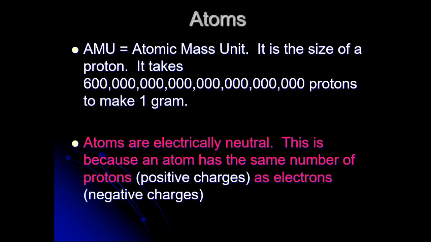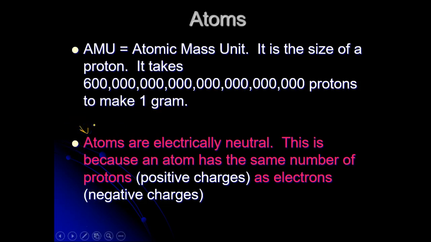Okay, you're going to copy down anything that's in pink from here on out, or red, depending on what it looks like in your computer. Okay, an AMU is an atomic mass unit. It is the size of a proton. It takes that many protons to make 1 gram. We talked about that in class a little bit, but here's what we need to copy down right here.